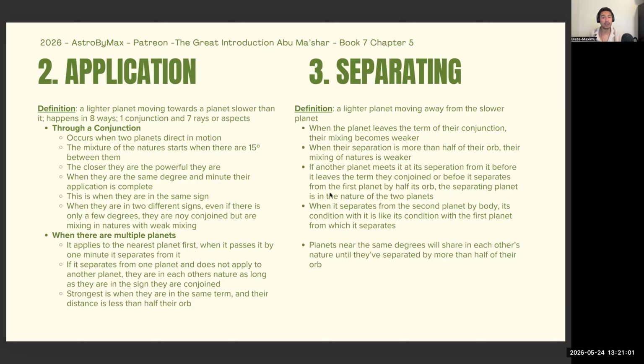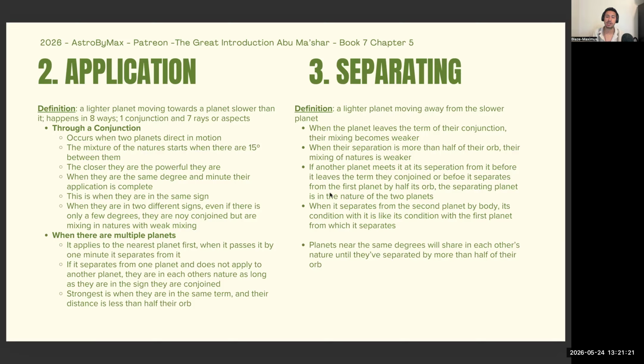But we're also given another condition here, where Abu Mashar says that you'll notice the strongest effect of their influence when both of those planets are in the same term. So you should be looking at that as well. It's one of the other ways to assess the term, using it to assess the strength and the condition of those planets and their influence with each other.